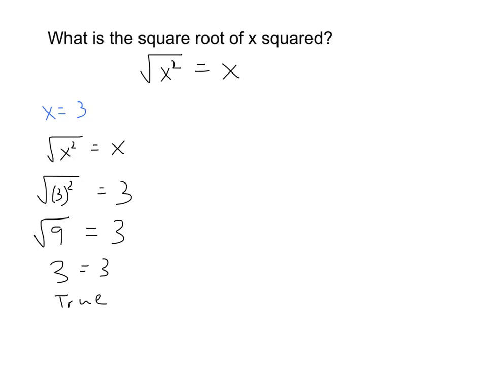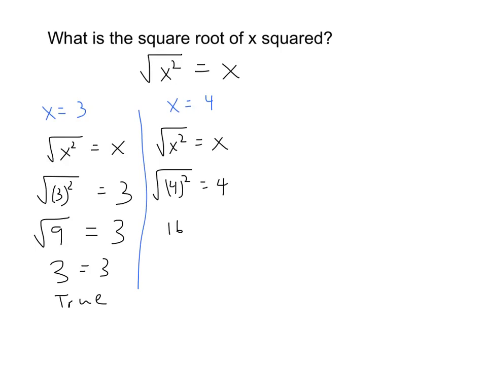Let's test another case. How about x equal to 4? The square root of x squared equals x, so we have the square root of 4 squared. Does that equal 4? Well, 4 squared is 16, so the square root of 16 equals 4. Yes, that's true, we get 4 equals 4. So it seems like this always works.